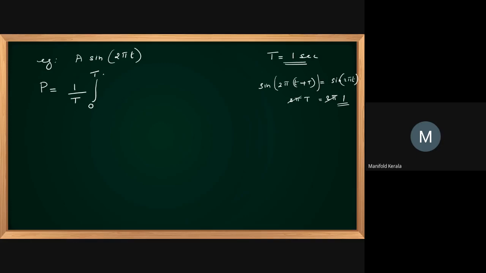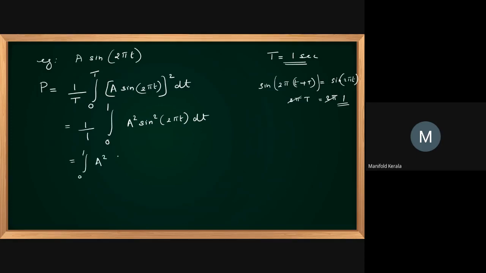Now, mod x of t square means I'll have A sine 2 pi t whole square, dt. That is equal to 1 by capital T, and I know capital T is equal to 1, so I'll put 1 here. Integral 0 to 1, A square into sine square 2 pi t dt. Since 1 by 1 is 1, I'll neglect that. Integral 0 to 1.